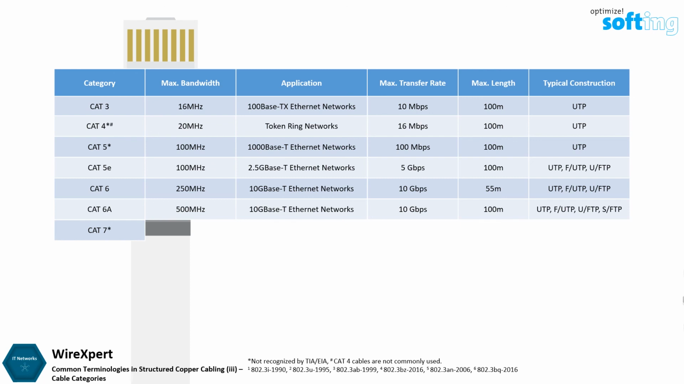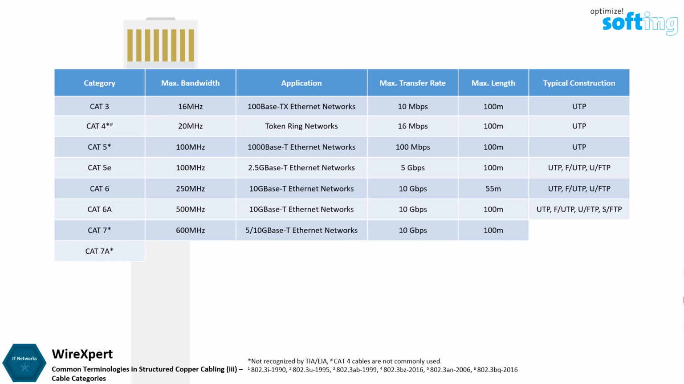Cat7 cables operate at a maximum frequency of 600 MHz and can be installed on a 10 Gigabit Ethernet network with a transfer rate of up to 10 Gbps. The augmented Cat7 or Cat7a cables operate at a maximum frequency of 1000 MHz and can be installed on a 10 Gigabit Ethernet network with a transfer rate of up to 10 Gbps. Both Cat7 and Cat7a cables are constructed only as fully shielded cables, typically foil twisted pairs with an overall braid or foil shield.